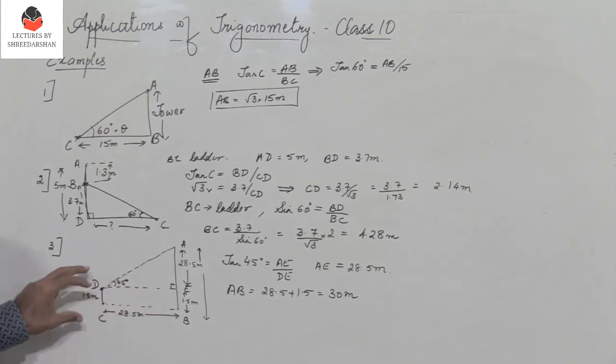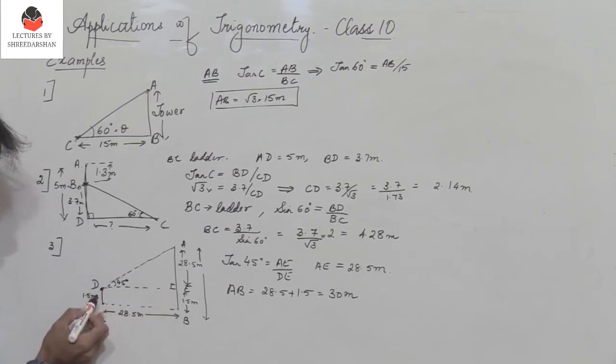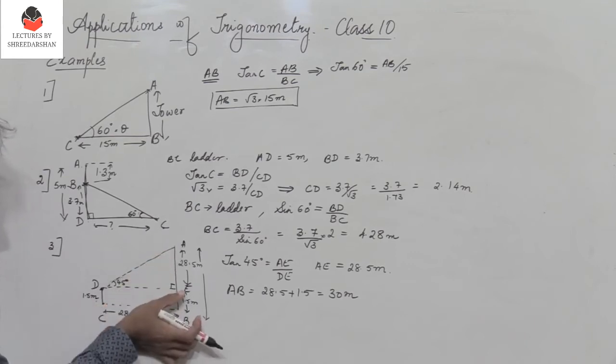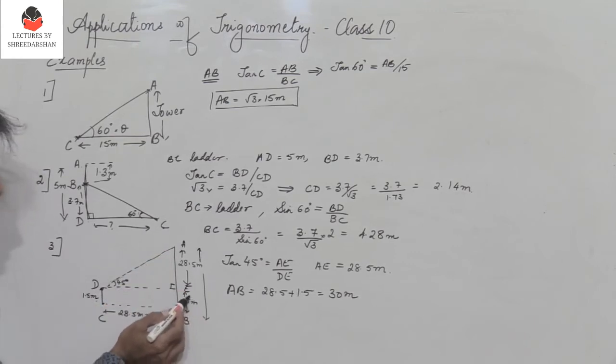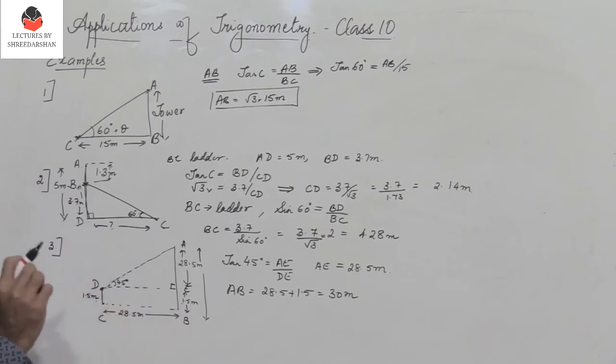So remember, when such problems are given, we also have to consider the height. Here the observer is of height 1.5. So the height of the chimney also includes the height of the observer because he is seen from the point D. That has to be remembered when we solve such problems. So moving on with the fourth one.